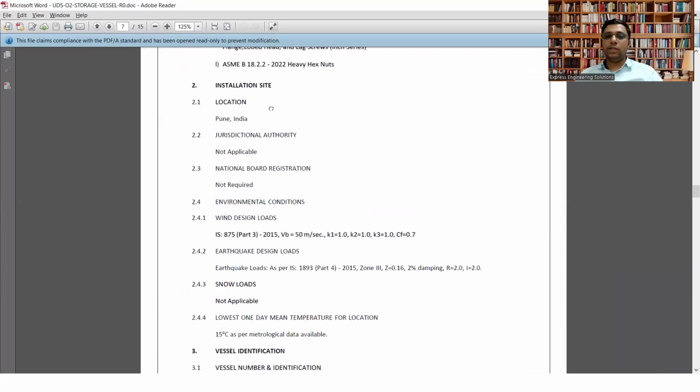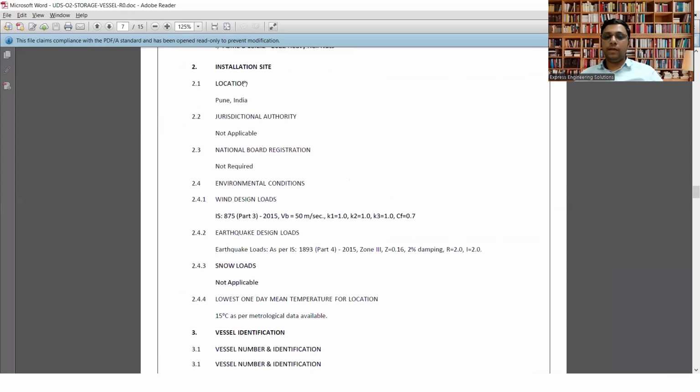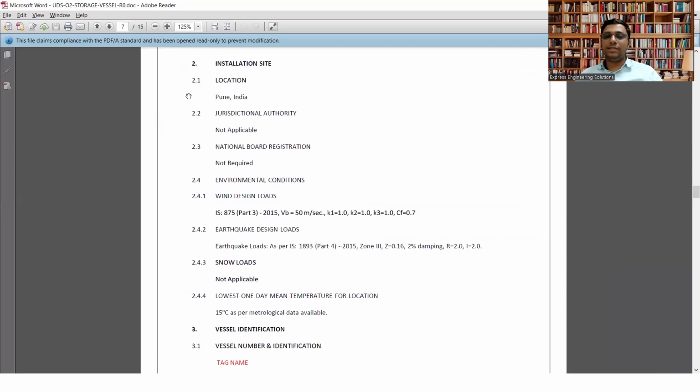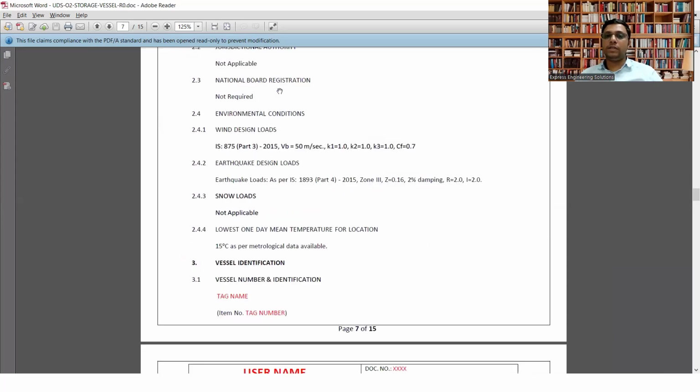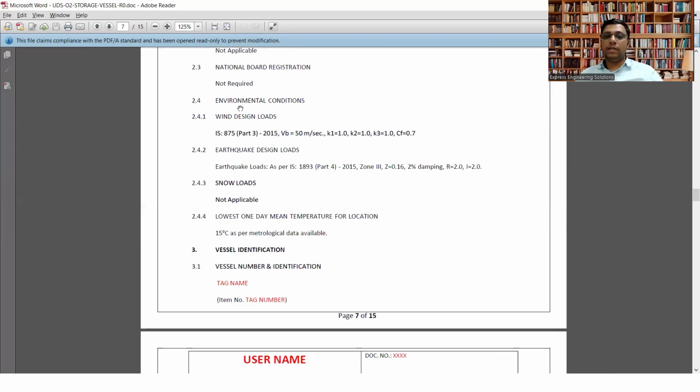Then if you can just scroll down, then installation site. All the information which will be important from the design and manufacturing point of view, as far as the location of that particular pressure vessel is concerned. So here we can see where the location is. Let's say in this case we have considered Pune only. Then jurisdictional authority, national board registration. If it is US based, Canada based, then mostly NBR registration will be required. NB registration, what we can call it as. Here it is not, so it is not required.